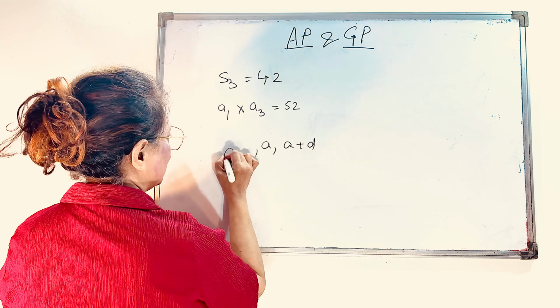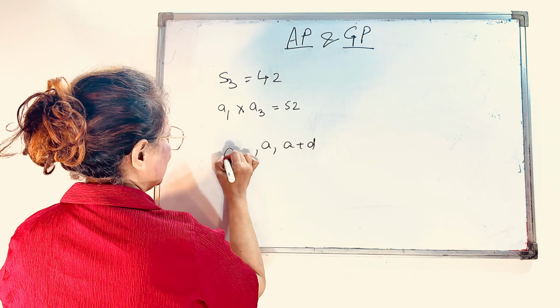What is a square? 14 square minus d square is 52. So 196 minus d square is 52. D square becomes 52 minus 196, which is minus 144. The minus signs get cancelled. D is plus or minus 12. Fine. So take d as plus 12 once.